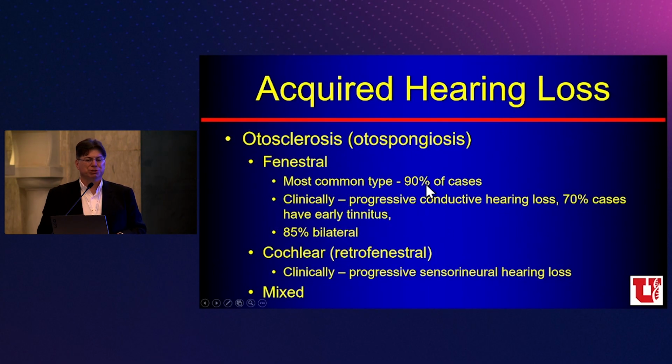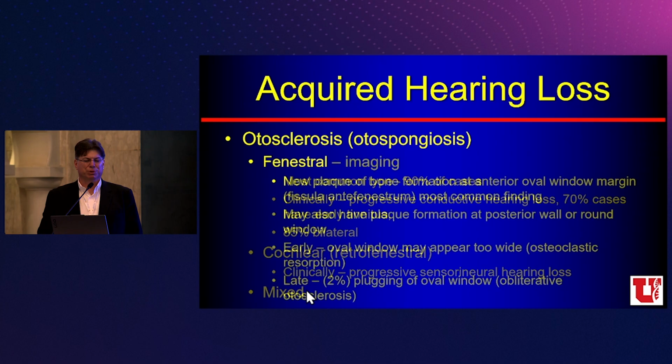Next is otosclerosis or otospongiosis that, again, you heard about earlier. We think about the fenestral and the cochlear type. So the fenestral is thought of as the more common, about 90% of the cases, and they present with progressive conductive hearing loss. The cochlear type may have progressive sensorineural hearing loss, and then they also may present with mixed.